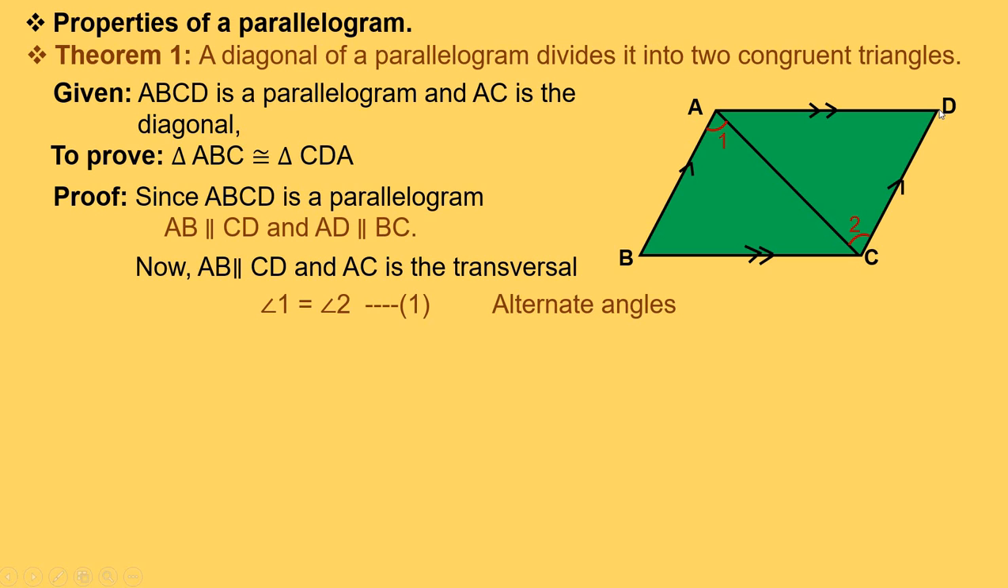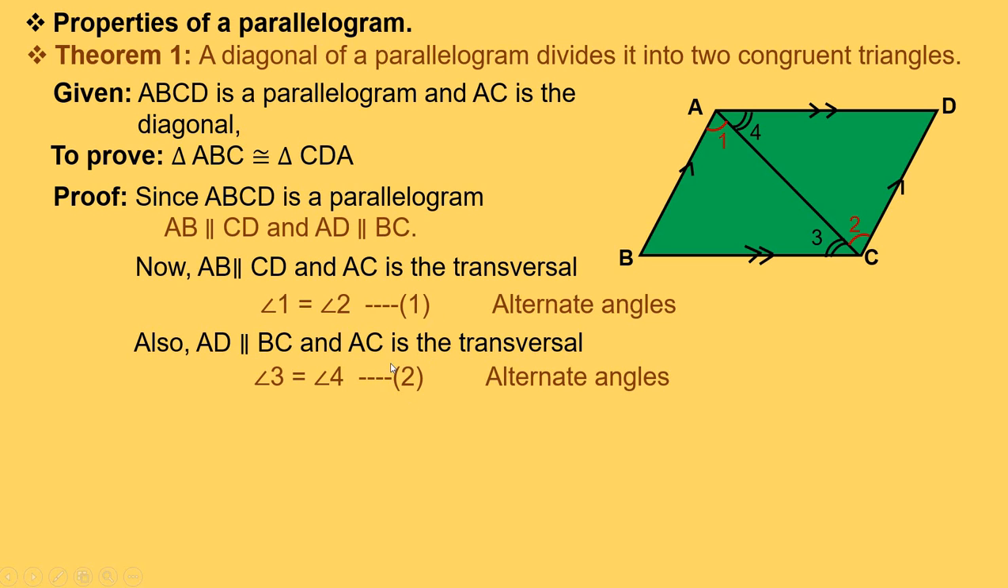Also, AD is parallel to BC and AC is the transversal. So angle BCA will be equal to angle DAC. Again, alternate angles are equal. So let's take it as angle 3 and angle 4. So we have angle 3 is equal to angle 4. We'll take it as equation 2. Again, they are alternate angles.